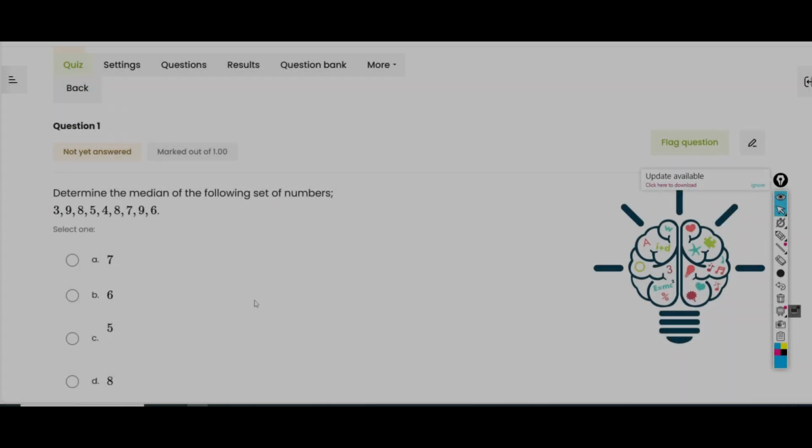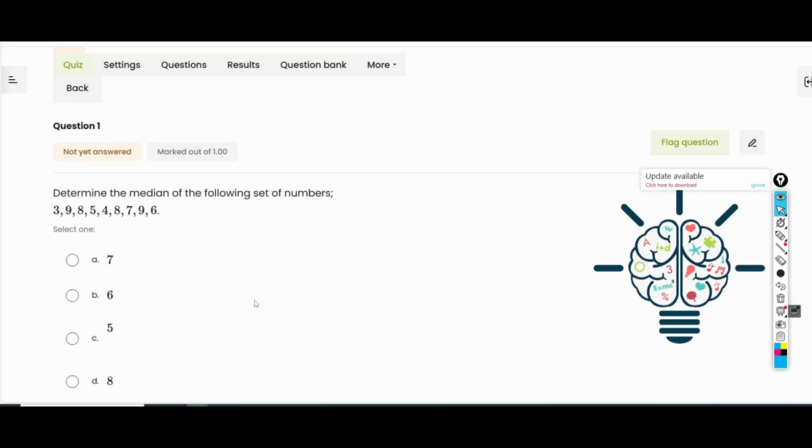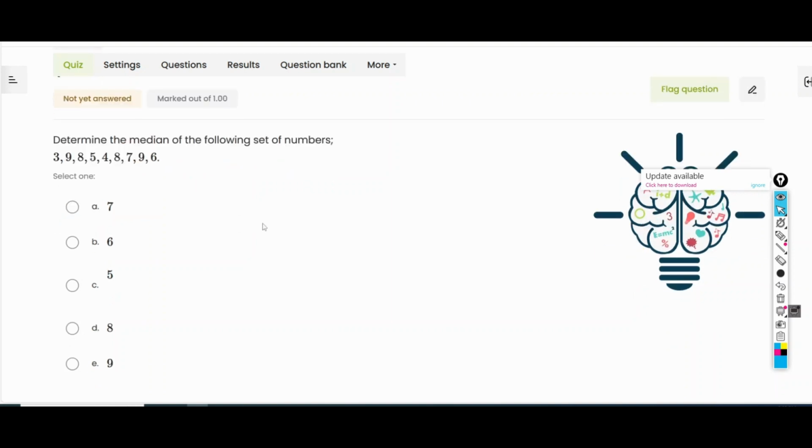Okay, so determine the median of the following set of numbers.